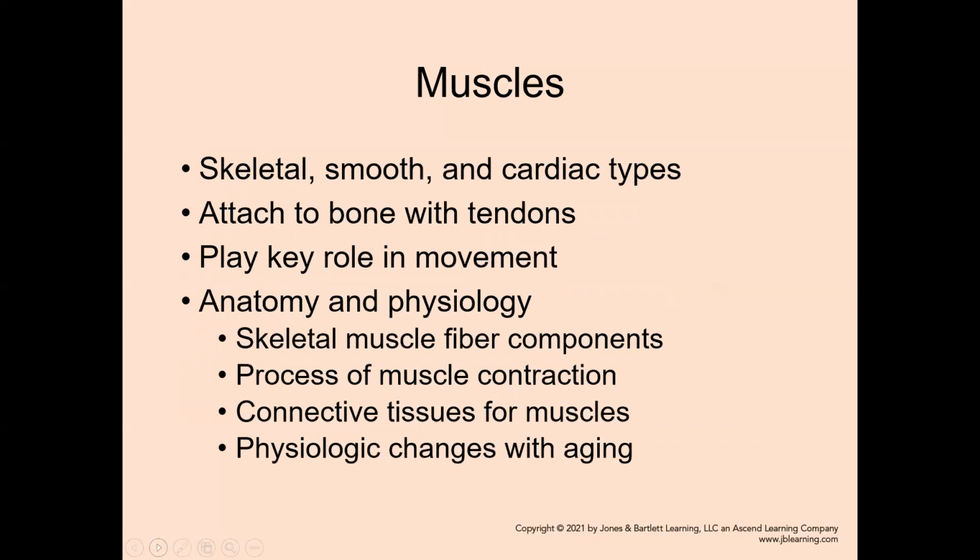Now we're going to talk a little bit about muscles. There are three types of muscles. Skeletal muscle makes up 40% of the body weight, and they have voluntary control.